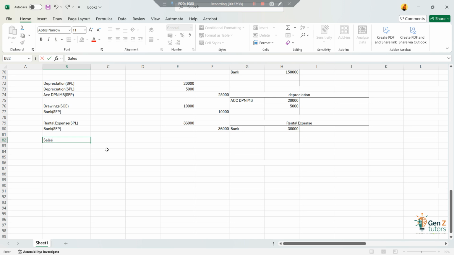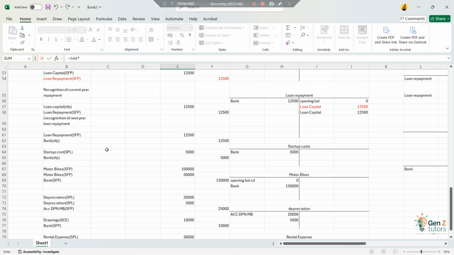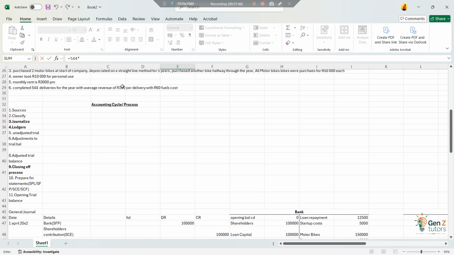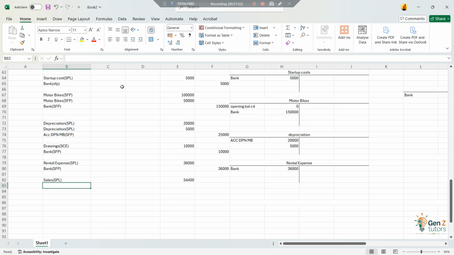Or before the other transaction, we go to our bank account and say we had rental expense, bank ledger, rental expense, for how much? For that 36,000 over here, right? Then you complete with that, and then afterwards you say you completed 544 deliveries for the year with an average revenue of 100 rands per delivery with 60 rand fuel cost on average also.